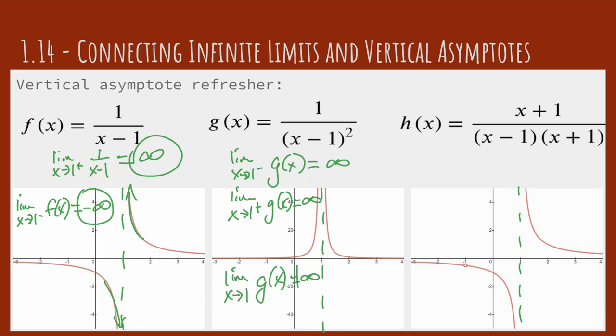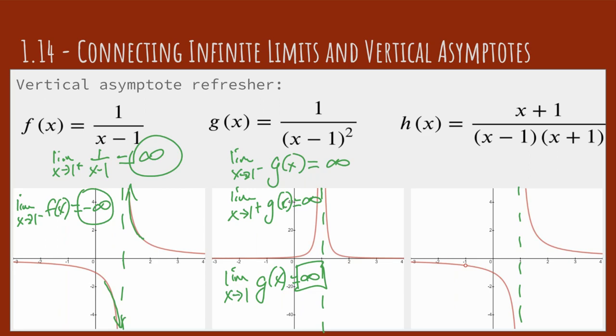So again, technically this limit does not exist, but by saying the limit is infinite, it tells us that as we get closer and closer to 1 on the graph of g, we're going to get really big values for g. And since I'm not saying whether it's from the right side or from the left side, that means it's happening on both sides.